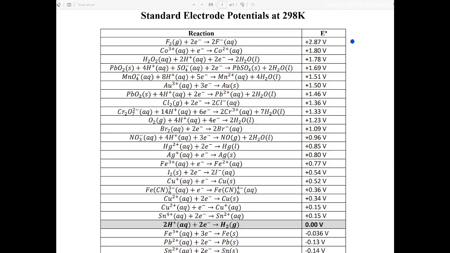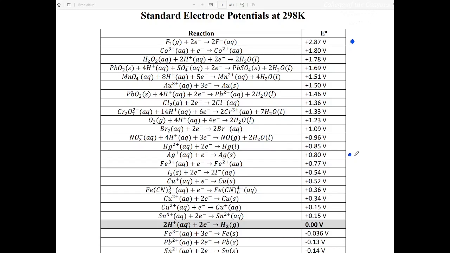Let's think about an example. If we have fluorine gas reacting with silver metal, well, fluorine can try to be reduced and silver can try to be oxidized. Looking at our standard cell potentials, we can calculate this taking 2.87 minus 0.80. For fluorine reacting with silver, we would have a standard cell potential of about 2.07 volts. This is positive and this is spontaneous.